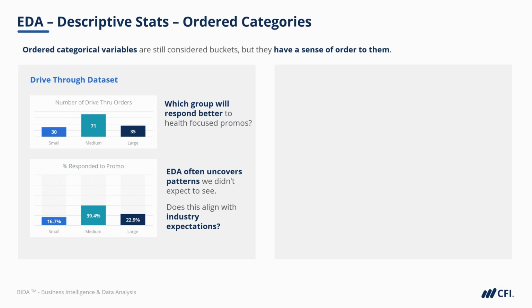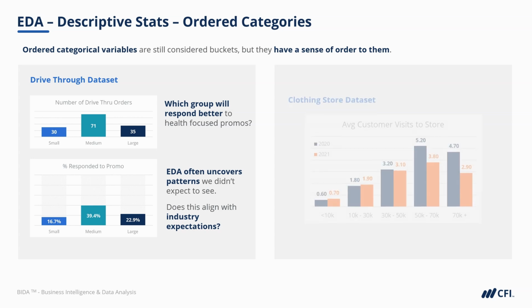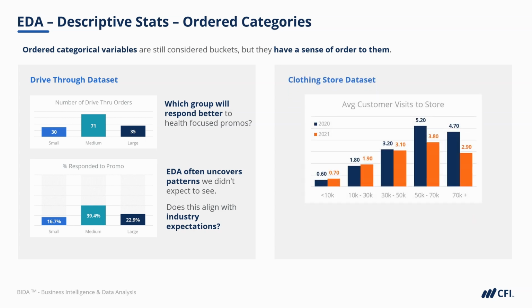Generally, when we plot ordered categorical variables, we leave them in their natural order. Sometimes it can be helpful to convert names into numerical values, such as 1, 2, 3. In this second example, we've got an outdoor clothing company that's collected data on average store visits per year by income bracket. We don't have the exact incomes, we just have the ranges, and so income here is not a continuous variable.